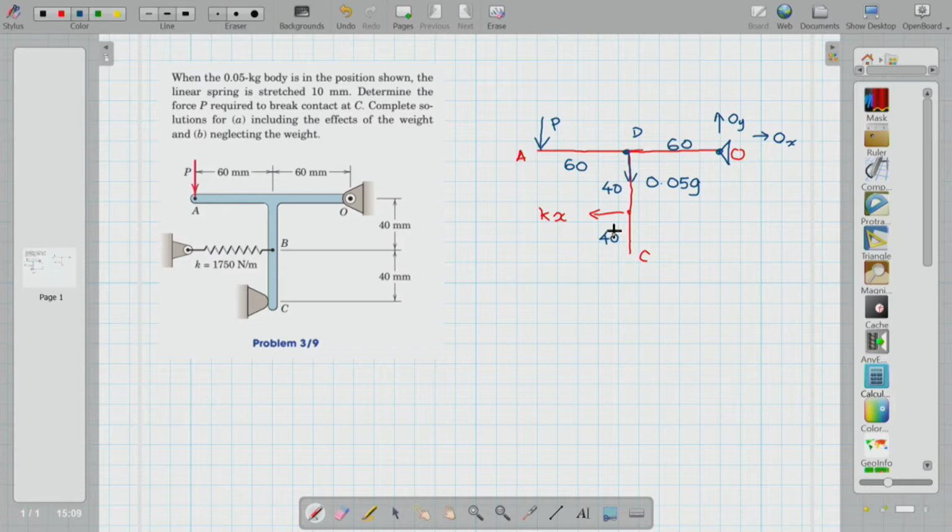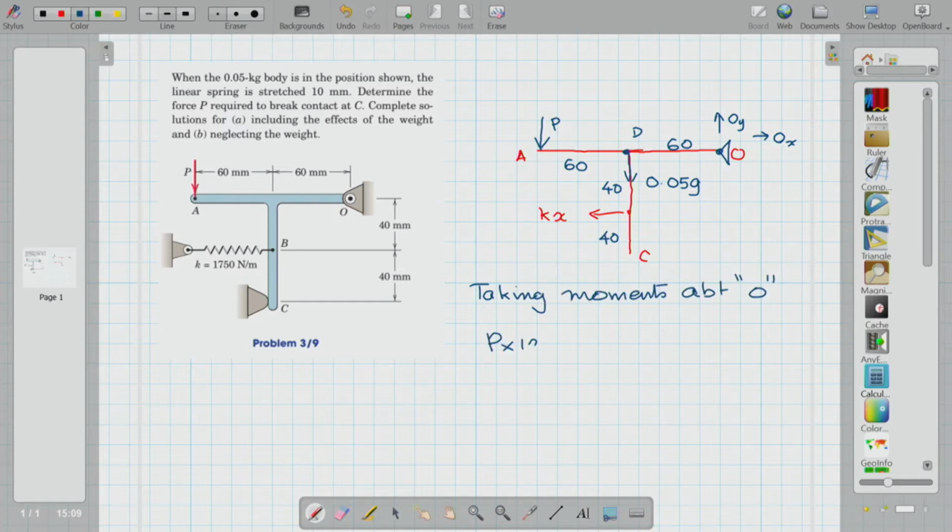And at the verge when it breaks contact, as it is fixed at O, if I take moments about O, the moments due to the force P and the weight should be equal to the moment due to the spring force. So using this criteria, we will solve this problem about O.